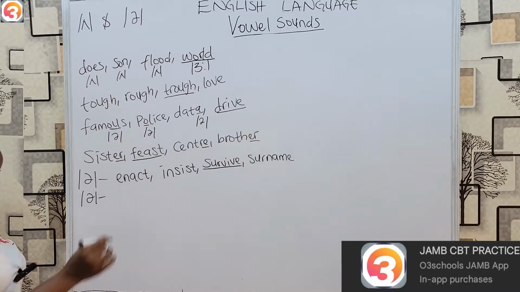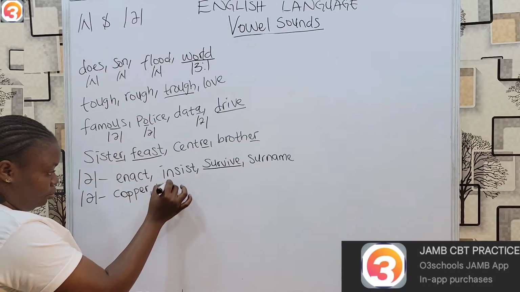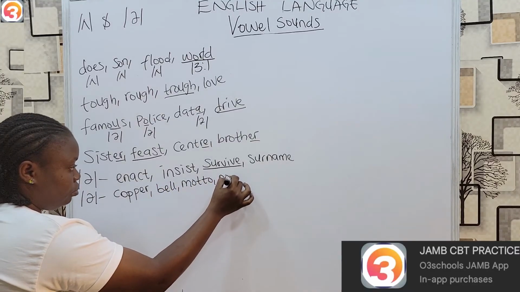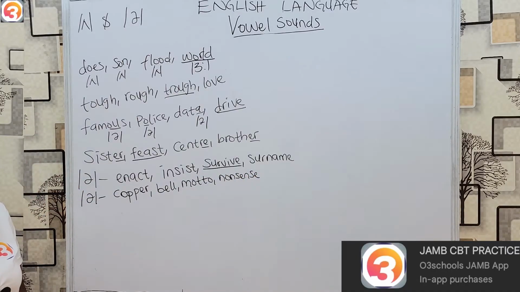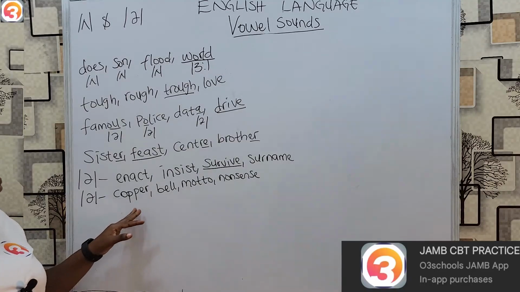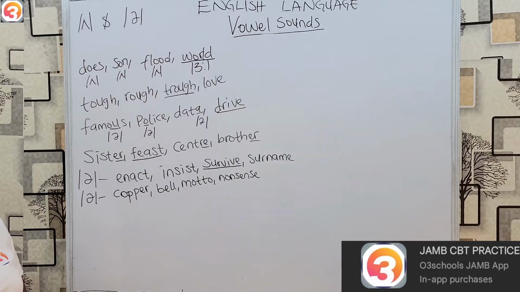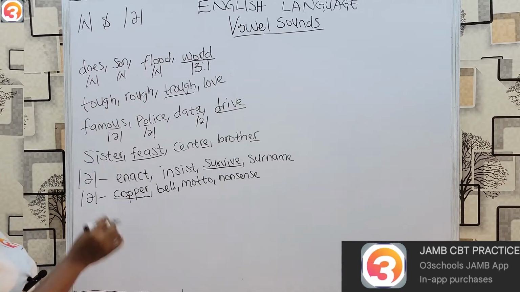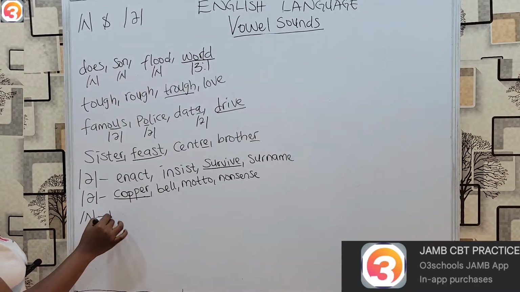They also give this sound. So we look at it and pronounce. This is the weak er sound. Capper, bell, motto, nonsense. Our answer here becomes capper. The ER at the end contains the weak er sound. We are given this.